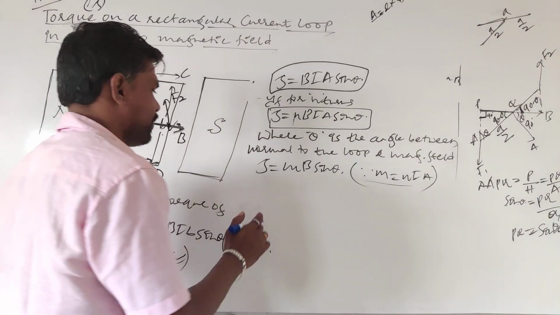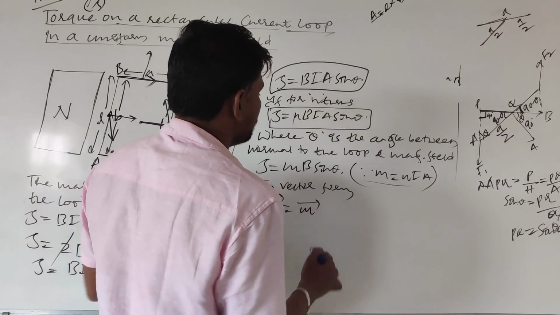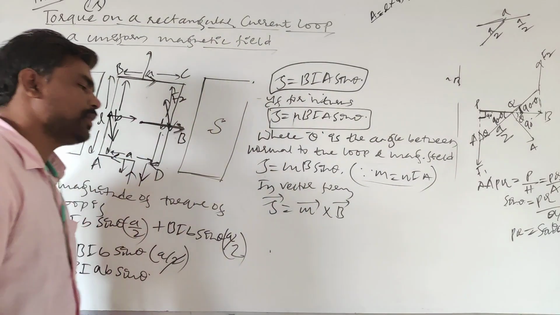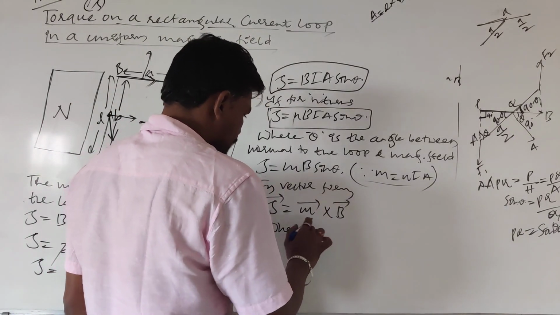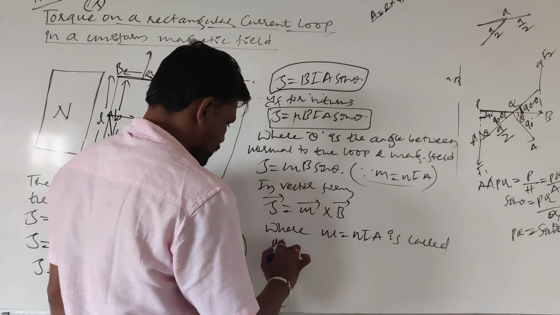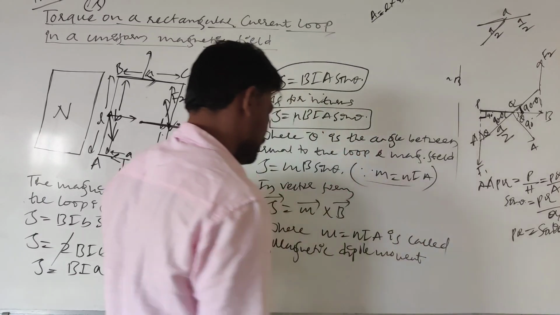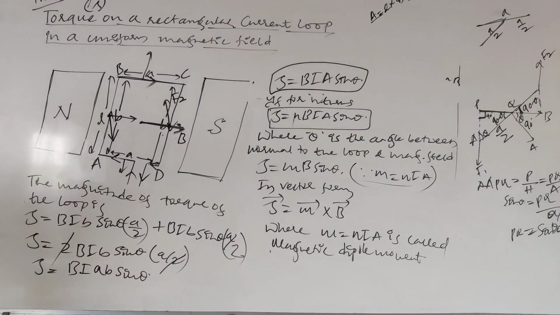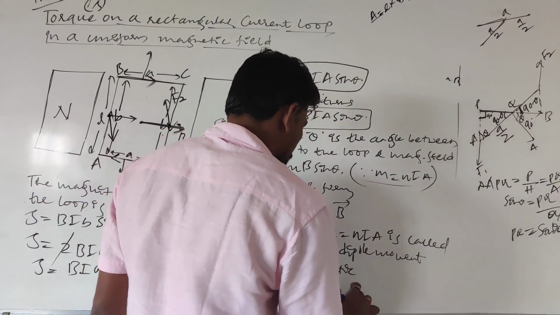In vector form, torque is equal to m cross B, since sin theta appears in the cross product. Here m equal to NIA is called the magnetic dipole moment, or magnetic moment of the current loop.